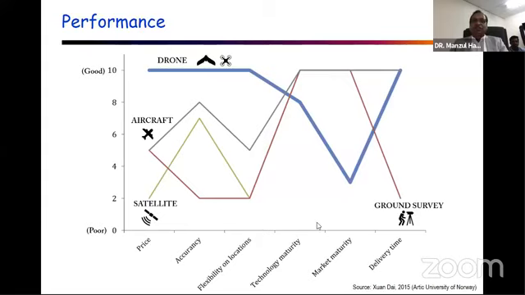Technological maturity, still a lot of things are being developed. Market maturity is almost not really there, so there's a lot of scope for drone. In terms of market, they are projecting very high growth of the drone market, and delivery time is also very good. Even if you fly today, for some areas we can deliver within 1 day, 2 days. Next slide.